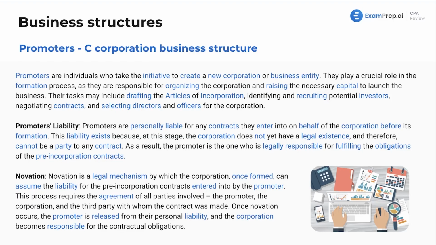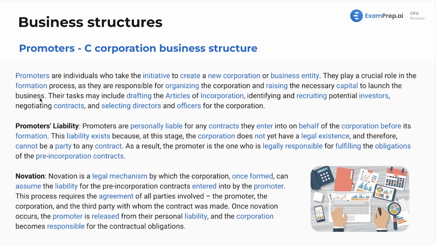Kind of think of it like a middleman. Think of it as someone who is taking the initiative to bring in business. They play a crucial role in the formation process, as they're responsible for organizing the corporation and raising the necessary capital to launch the business. So you can think of these like investment banks, organizations that exist to take a cut of the profits, right?